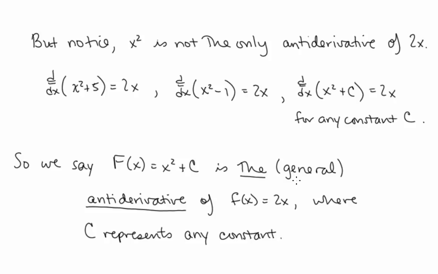And often we don't say the word general, we just say the antiderivative. So if you're asked to find the antiderivative of f of x equals 2x, you're looking for the entire family of functions. You're looking for the general antiderivative. And so you add in the plus c at the end.